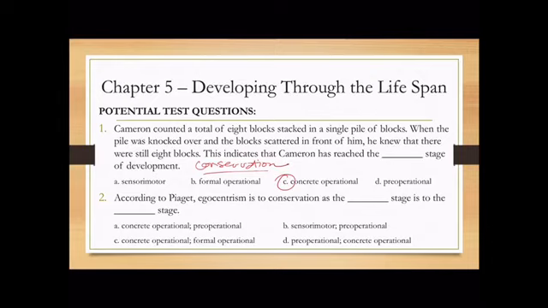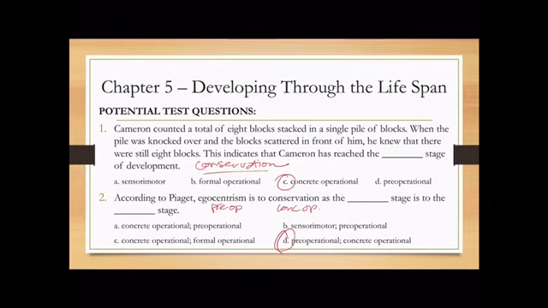According to Piaget, egocentrism is to conservation as the blank stage is to the blank stage. Well, egocentrism is something that happens in the pre-operational stage. Conservation is something that happens in the concrete operational stage. So our answer is D.